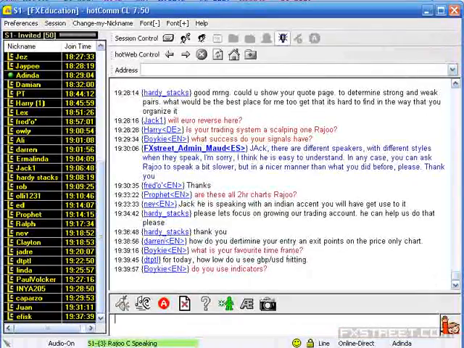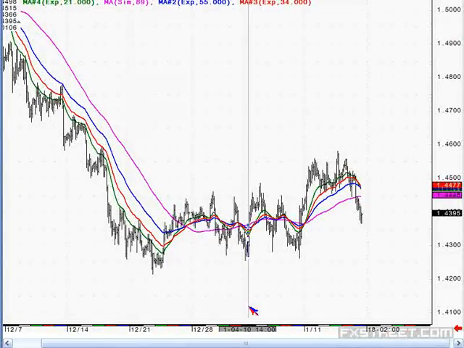Okay, the next question is, are these all 2-hour charts? Yeah, most of our systems use 2-hour charts, especially for the hourly trend. But when we say a daily time frame, of course we use the daily time frame, or we also look at 360-minute and 720-minute charts.